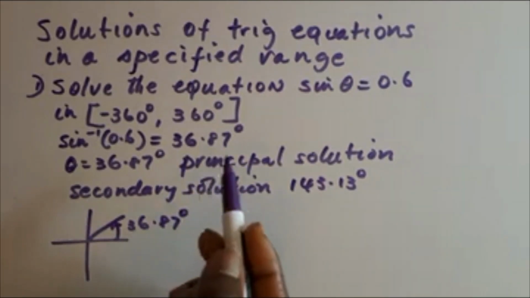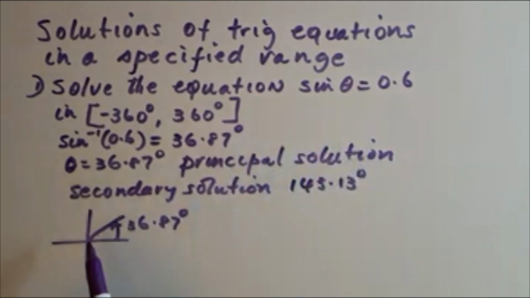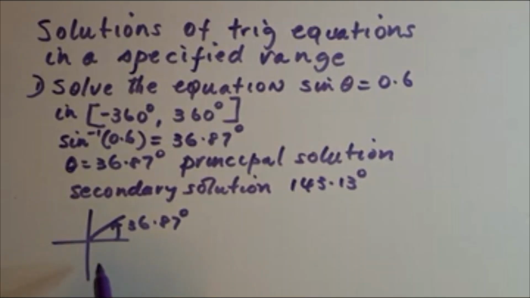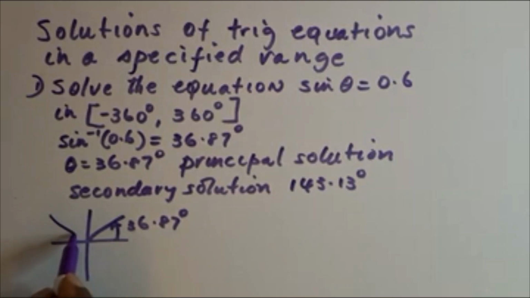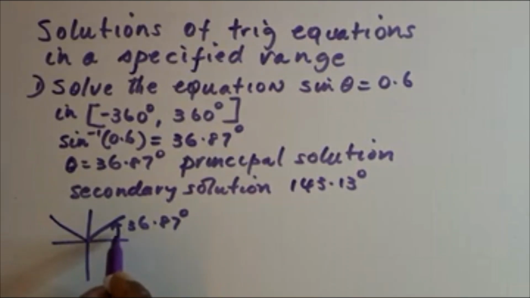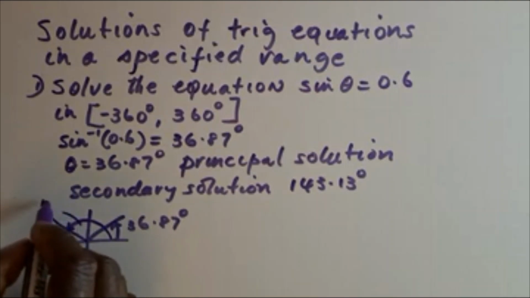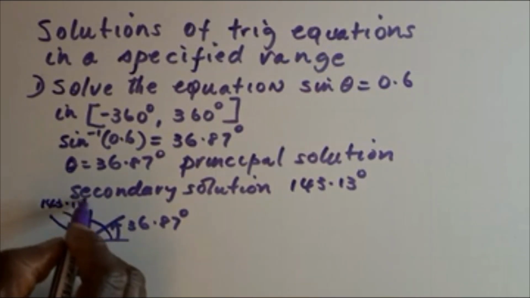So we have sine is positive in the first and also the second quadrant. Because sine is positive in the second, tan is only positive here, and cosine only in the fourth. So we'll have that there, and this angle is equal to 36. So in order for us to find the other angle, the secondary, we have that, and this is 143.13 degrees.